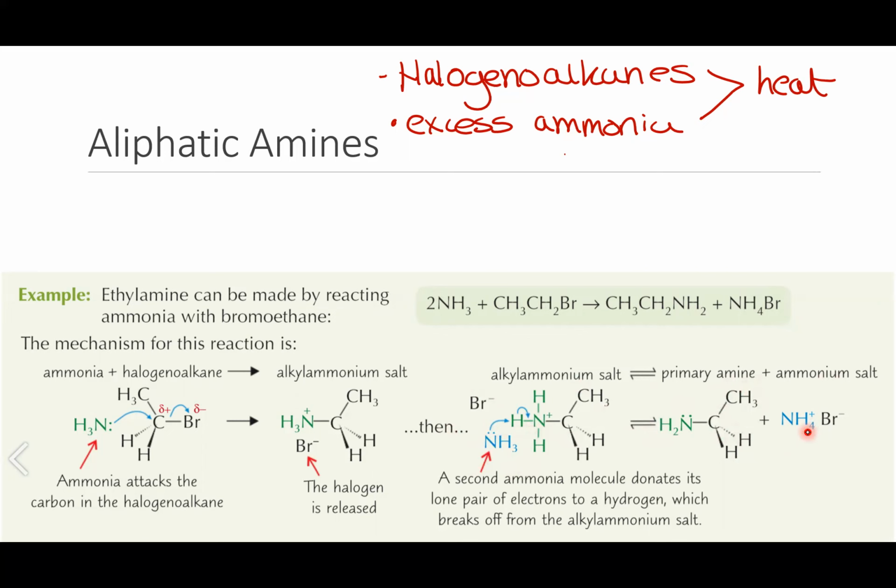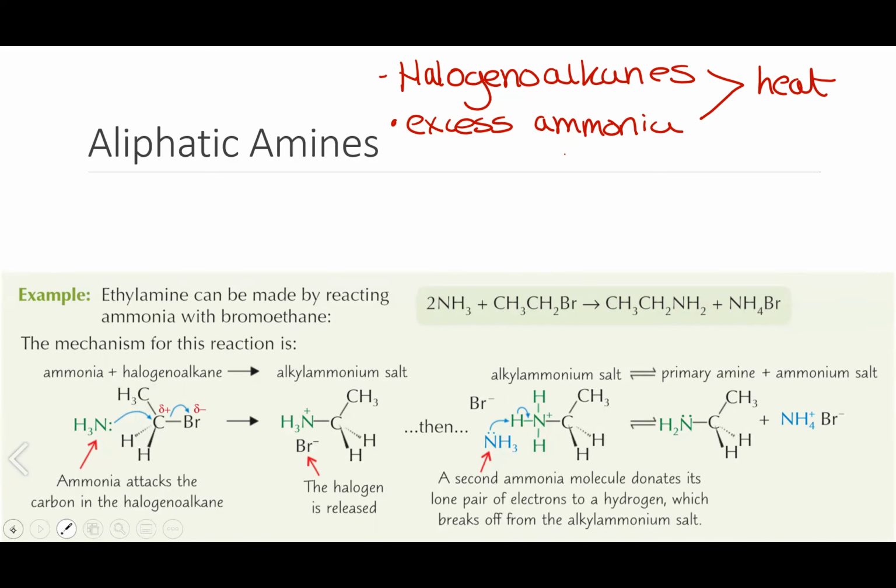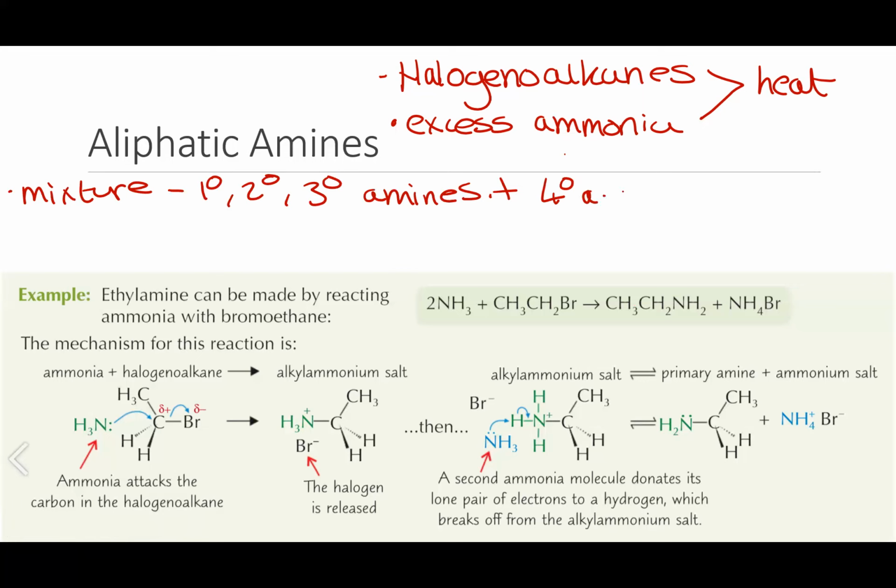If you make amines using this method, you will end up with a mixture of primary, secondary, and tertiary amines. You're going to get a mixture of primary, secondary, and tertiary amines if you use this method, and quaternary ammonium salts as well.